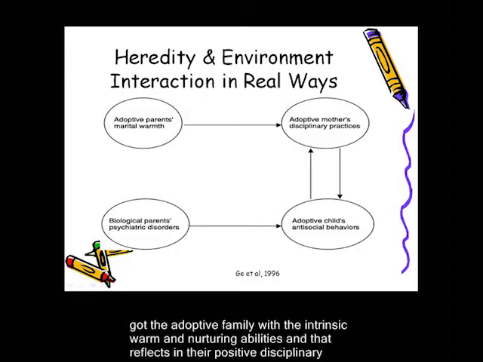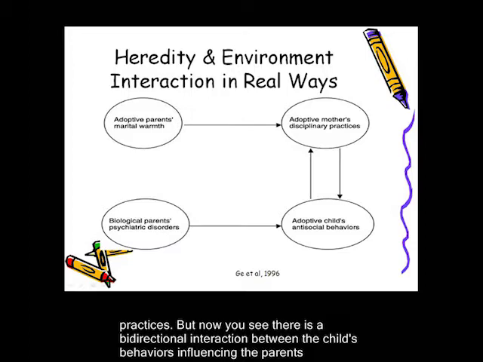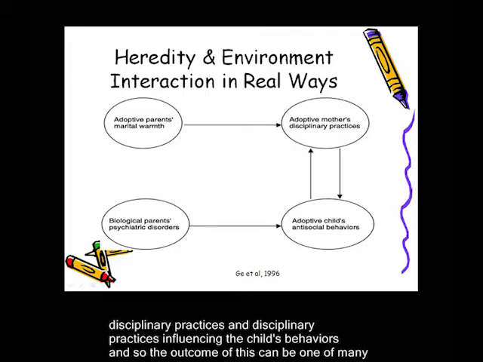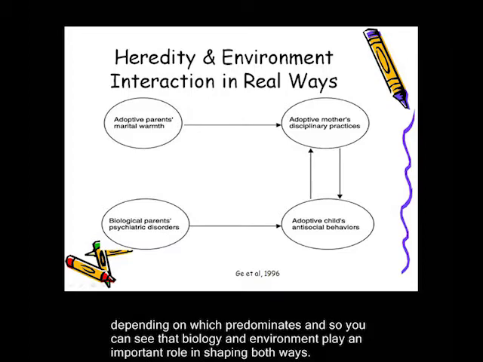Now, you've got the adoptive family with their intrinsic warmth and their nurturing abilities, and that reflects in their positive disciplinary practices. But now you see there's a bidirectional interaction between the child's behaviors influencing the parents' disciplinary practices and the disciplinary practices influencing the child's behaviors. And so, the outcome of this can be one of many depending on which predominates, and so you can see that biology and environment play an important role in shaping both ways.